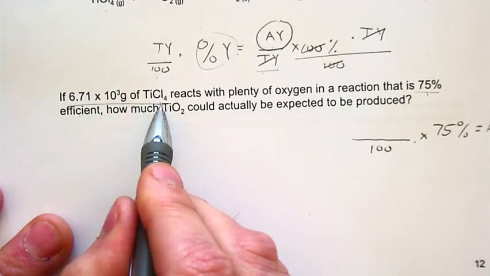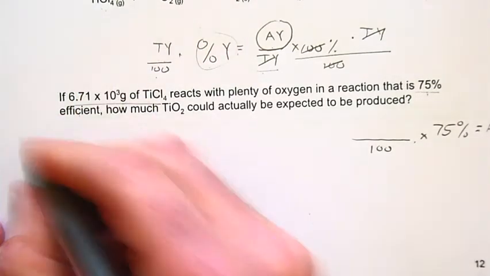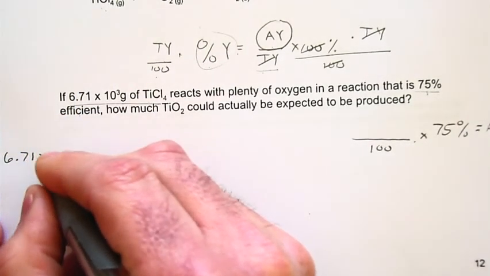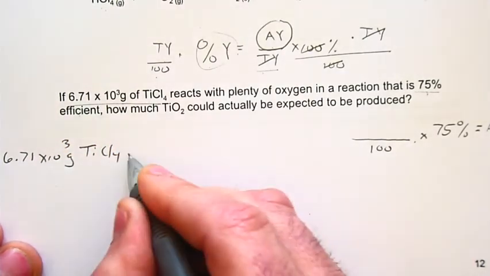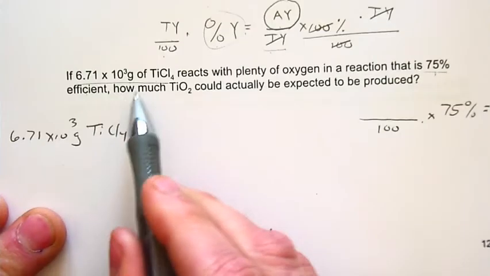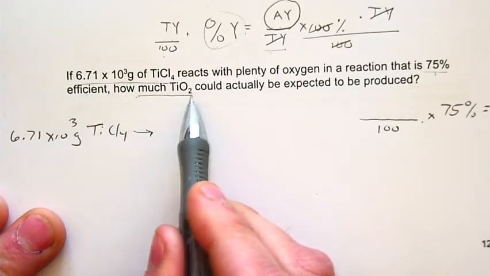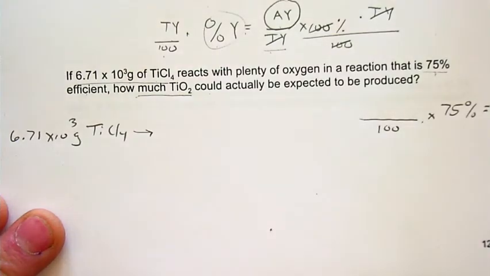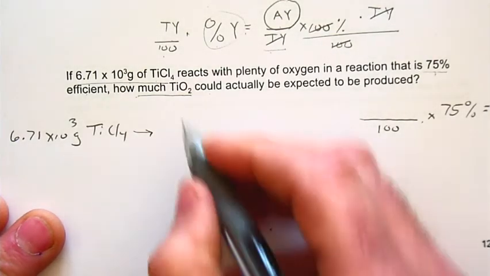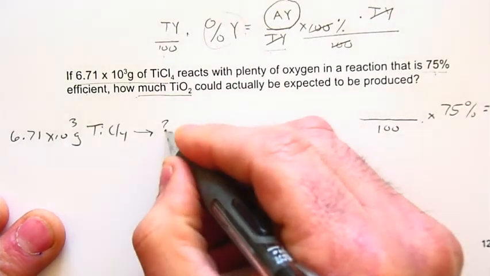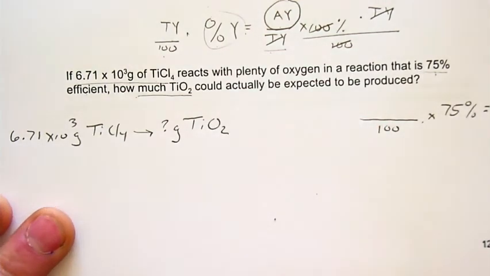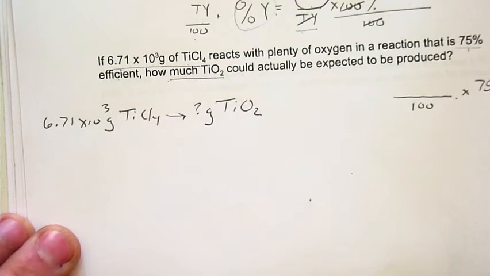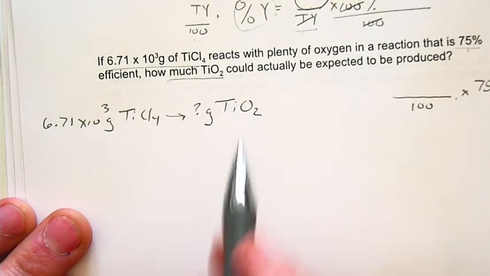The amount that they give us is a reactant. So that is our starting point. 6.71 times 10 to the third grams of titanium 4 chloride. And since they're asking for how much TiO2 could actually be expected to be produced, that is going to be our unknown. Since we're dealing with masses here, that's how many grams titanium 4 oxide could be produced. So we go ahead and set up our problem by looking at our equalities. First of all, we need the mole ratio.